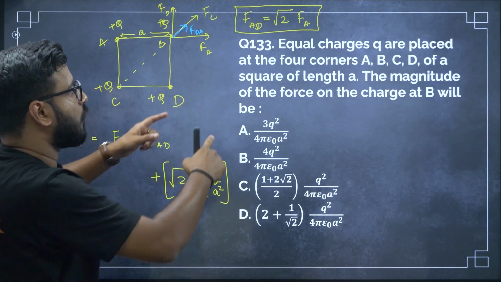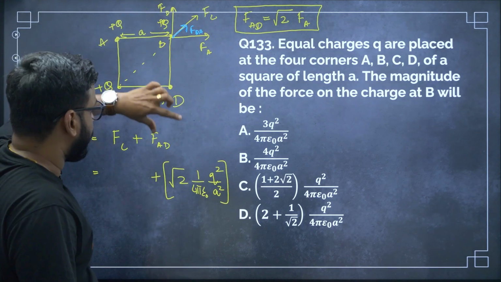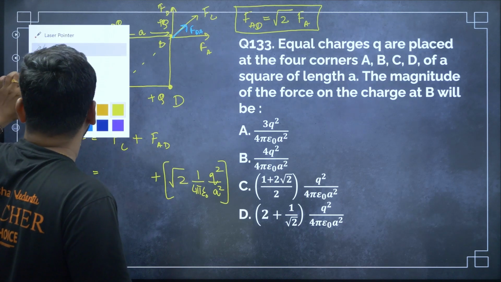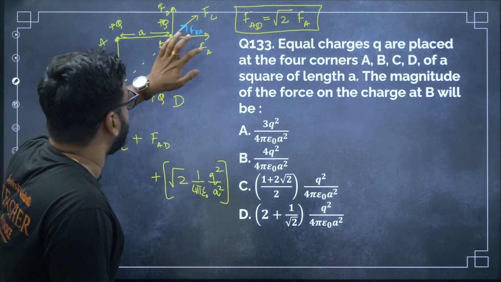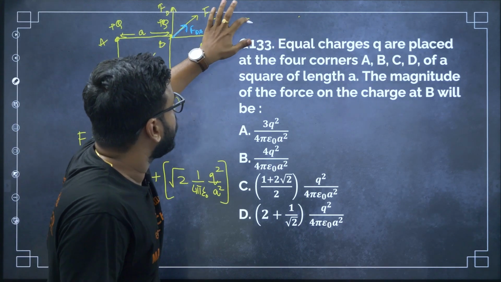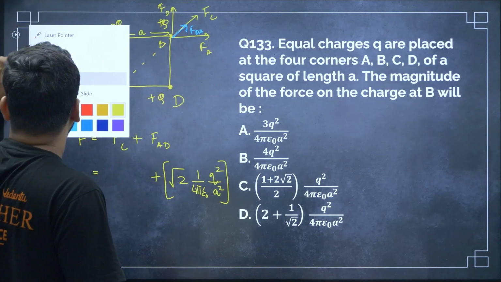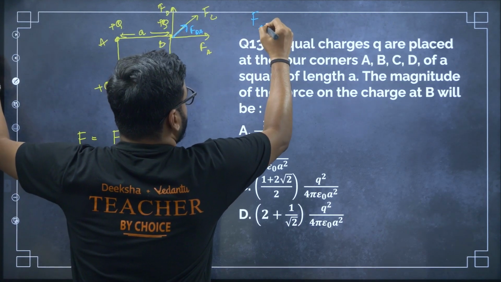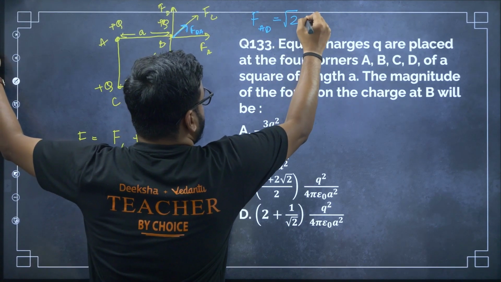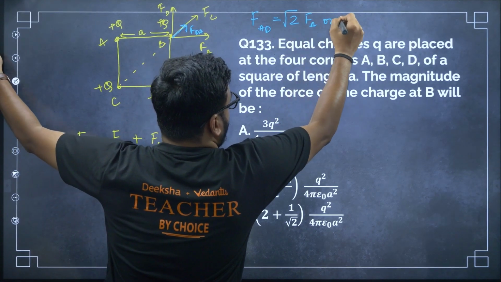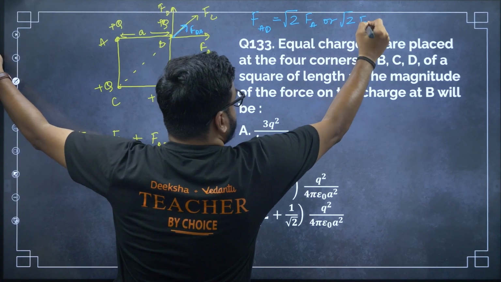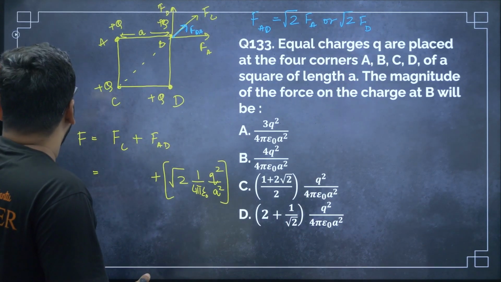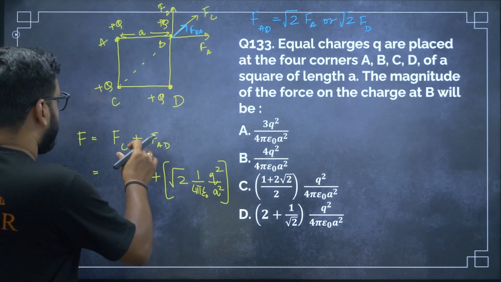This is the FAD, root 2 into either of the forces FA or FD, because the resultant is on that side. Let me write it in this particular color so you will have a better understanding. FAD is given as root 2 times FA or root 2 times FD, because they are both the same, it doesn't matter. So ultimately the final answer is going to be now FC.